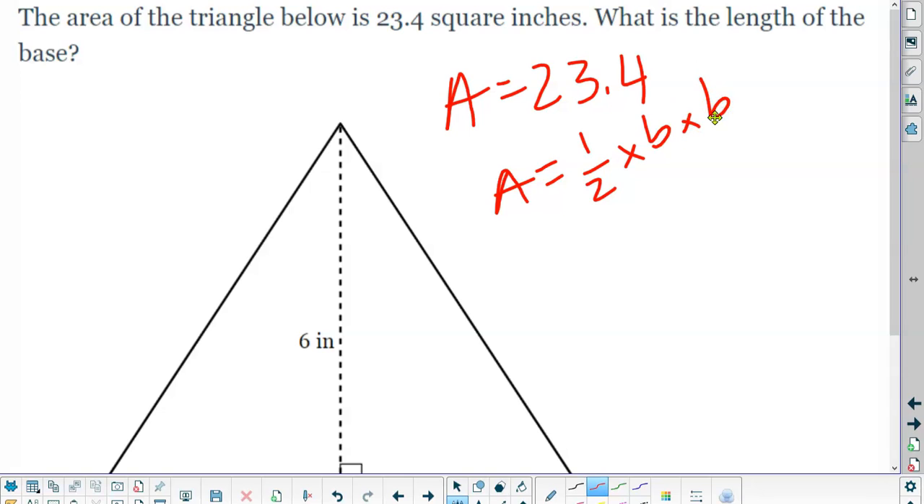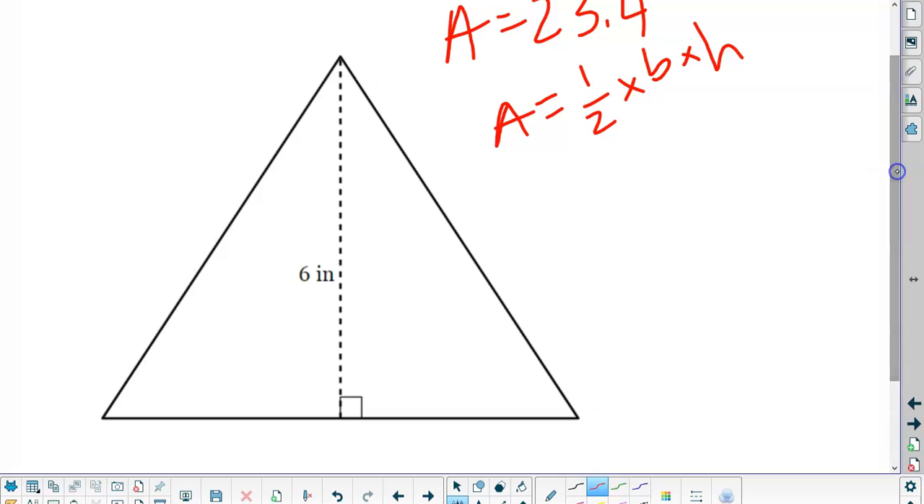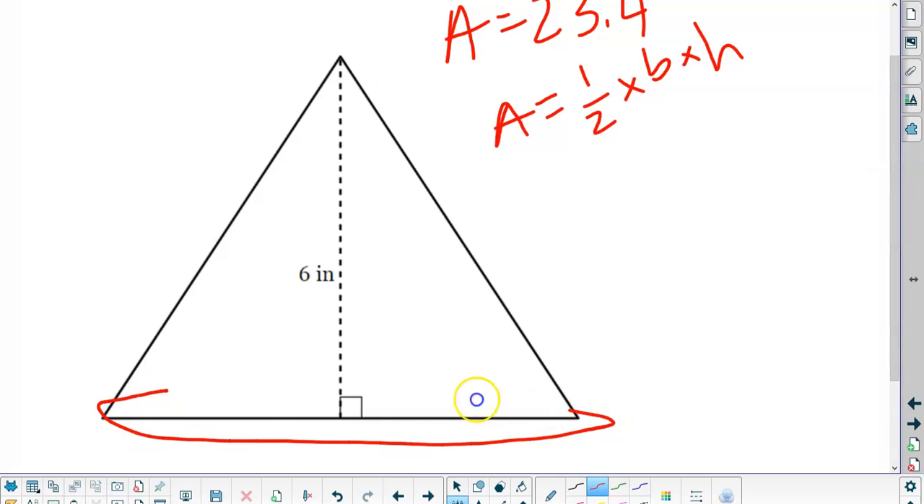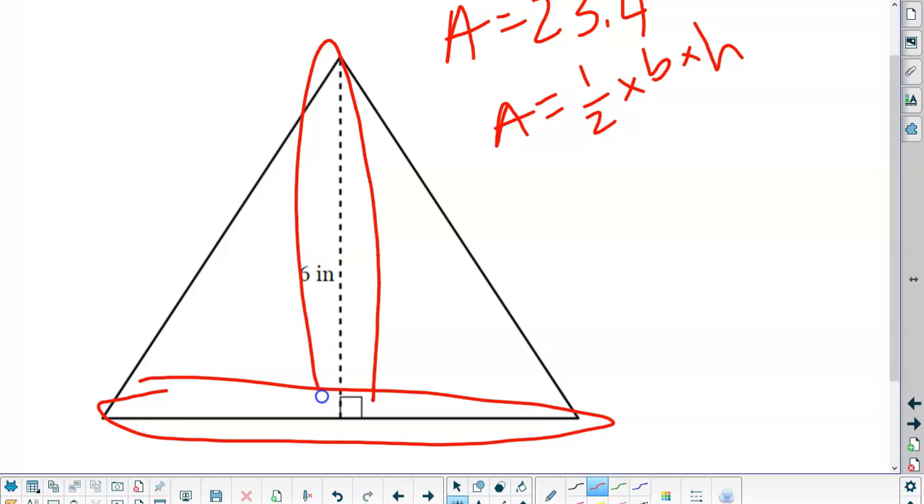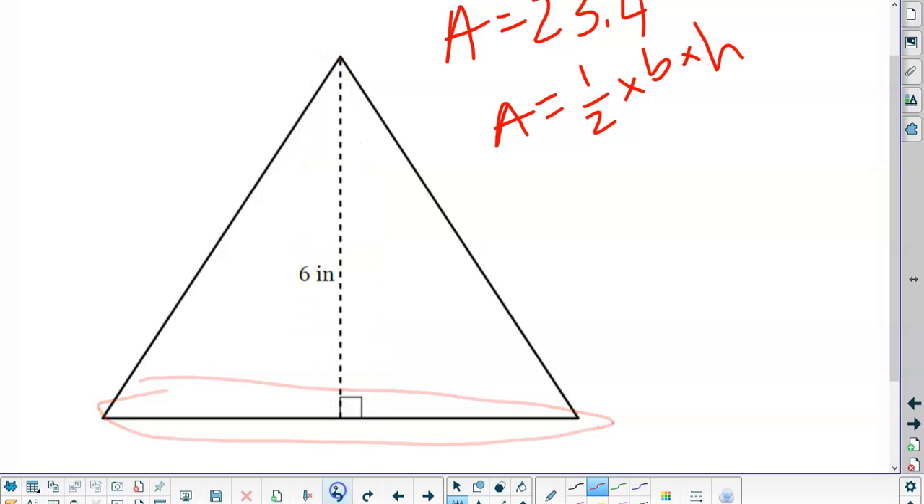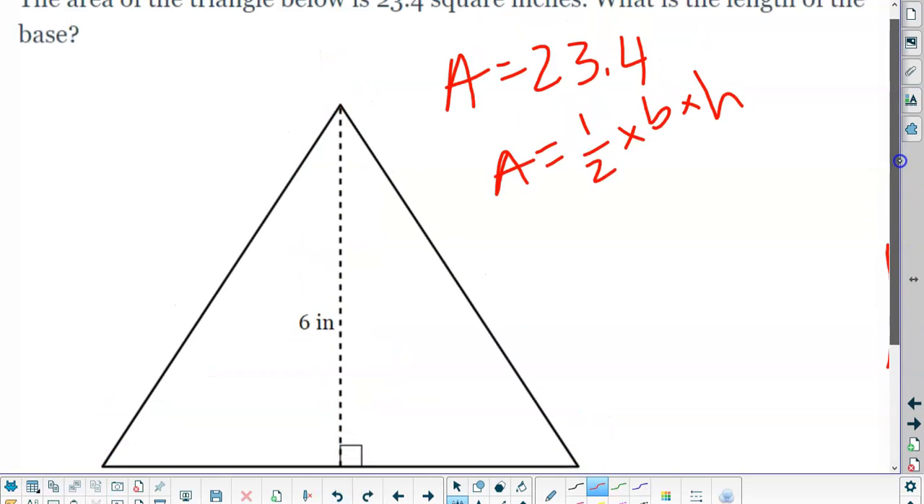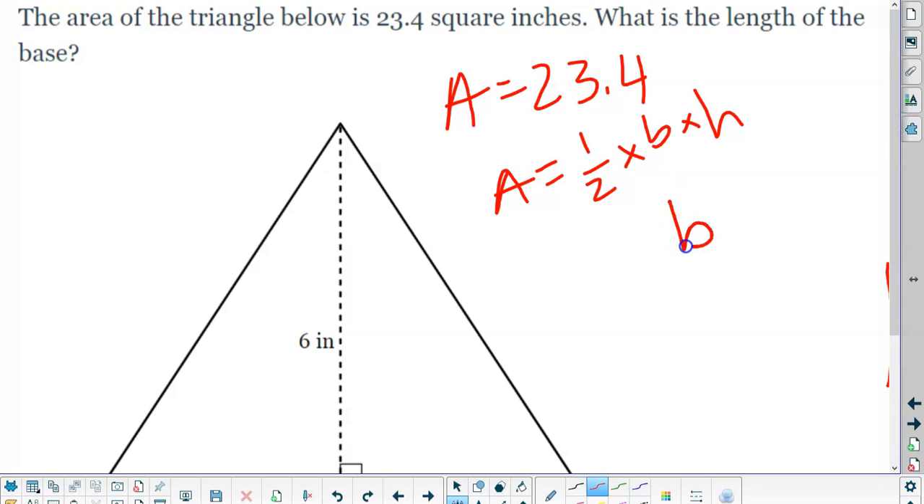Ooh, that doesn't look right. That's supposed to be an H. Okay. Half the base times the height. So it looks like the base is down here, which I don't know. And it looks like the height is 6, which I do know. So I'm going to fill those numbers into my formula. The base I don't know, the height I do know, and the half is always there.